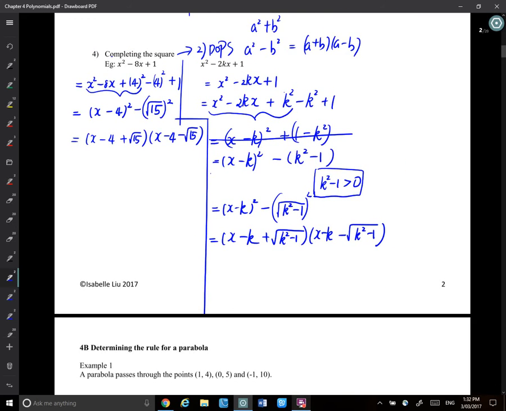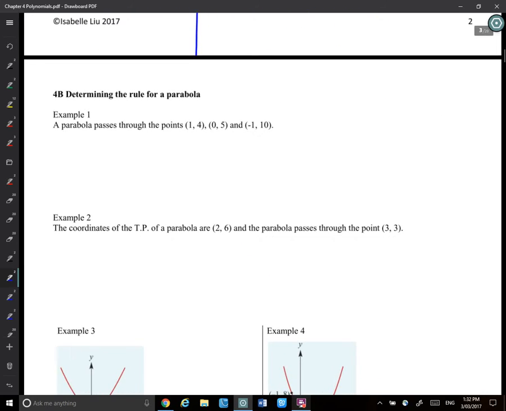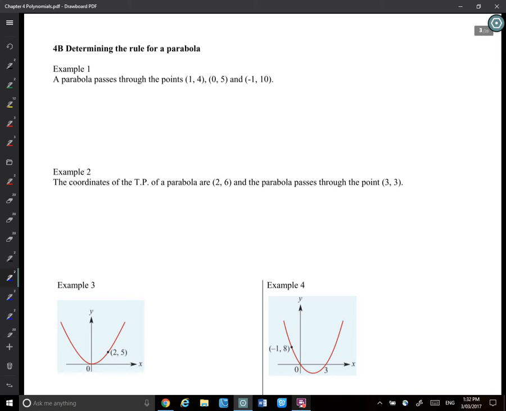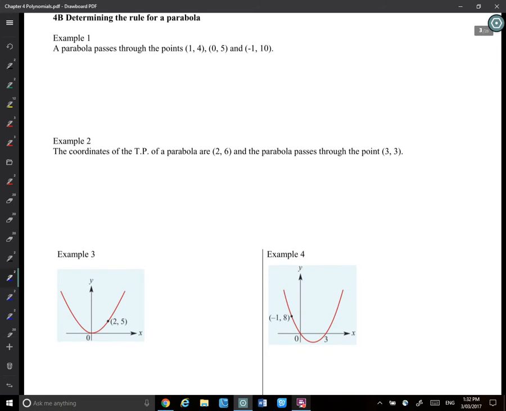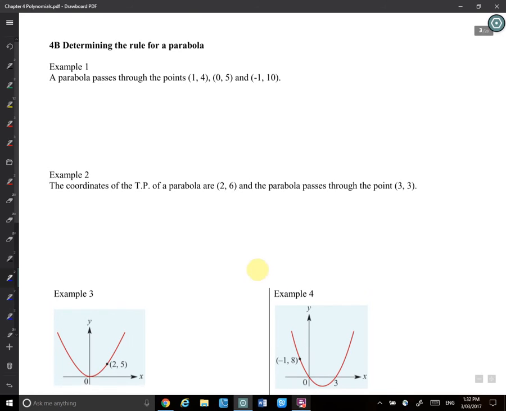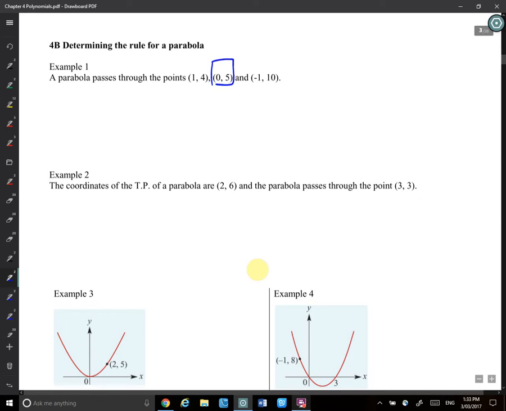So let's factorize quadratics. Determine the rule for parabolas. Let's say that's too easy for you at the moment. Example 1, a parabola passing through 3 points. If there's no x-intercept and no turning point, then it will be using the general form. But the lucky thing is we have the point 0, 5 here. We know the last c value. So I will write y equals ax squared plus bx plus 5.